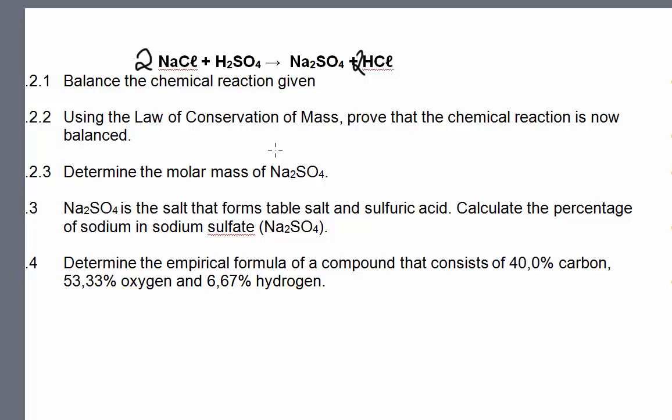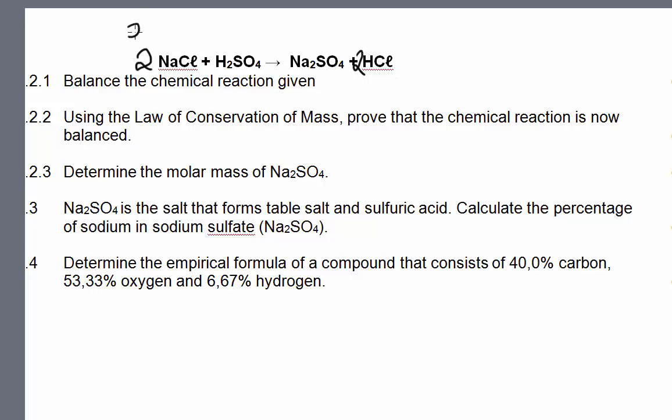If you want to go and have a look at some other videos about balancing that are available, I'm not going to discuss it again now, but make sure that your chemical equation is balanced before you continue. Then here it says, grade 10 work, use the law of conservation of mass to prove that the chemical reaction is now balanced. So what you can go and do then is take this formula and use your periodic table to substitute values to prove that it is actually balanced.